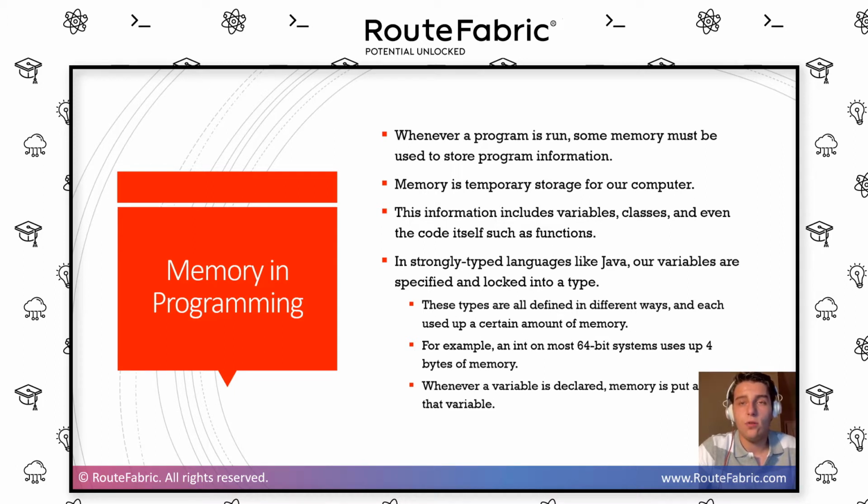For example, an integer on most 64-bit systems uses up 4 bytes of memory, and a long integer would take up 8 bytes of memory, that kind of thing. So whenever a variable is declared, memory is put aside for that variable. This varies a little bit in Java. Sometimes memory won't be put aside until a variable is actually initialized, because not all variables are necessarily going to be used. Sometimes we forget to use a variable.